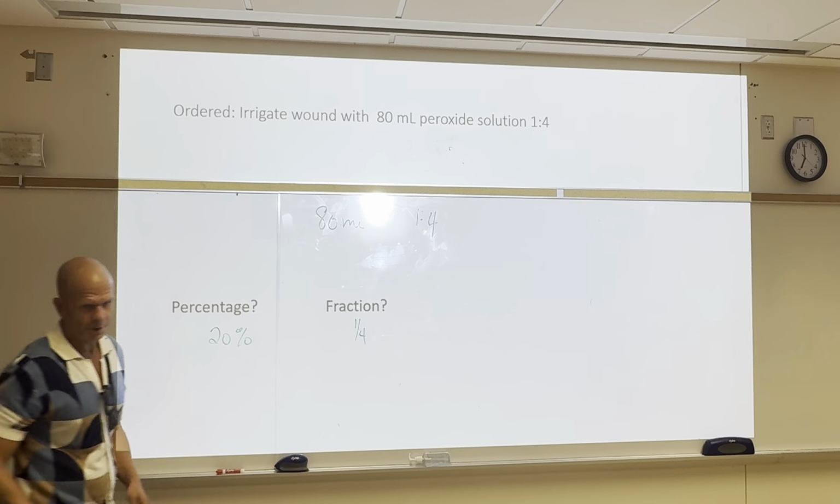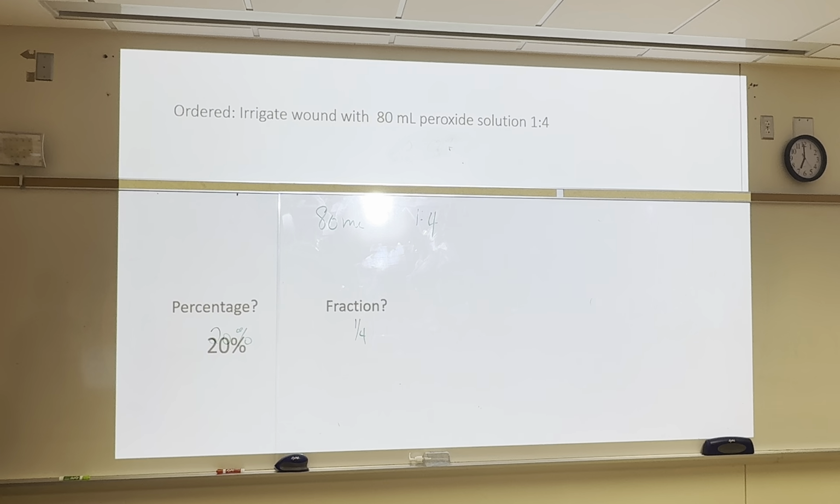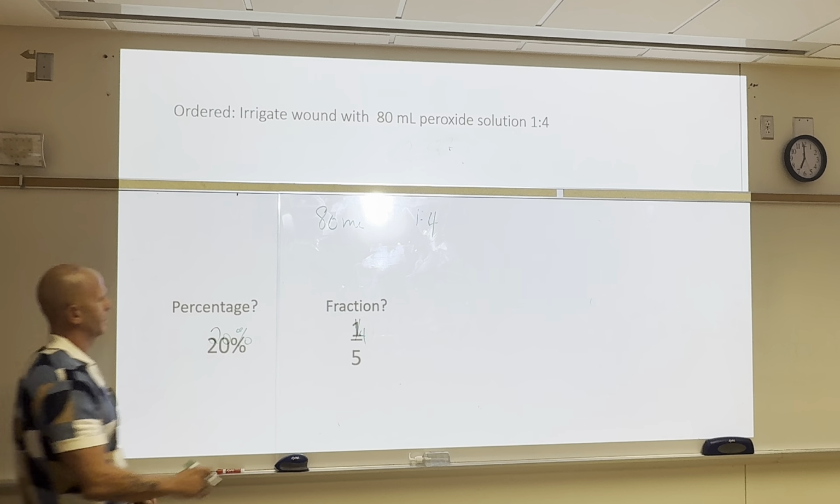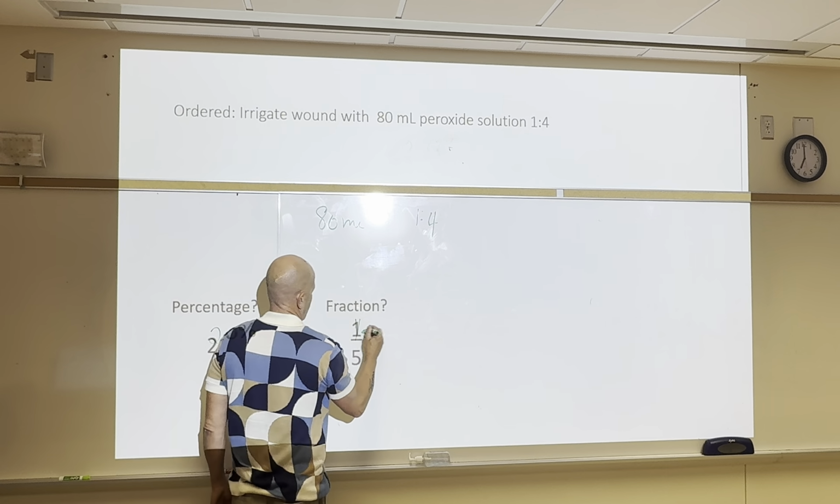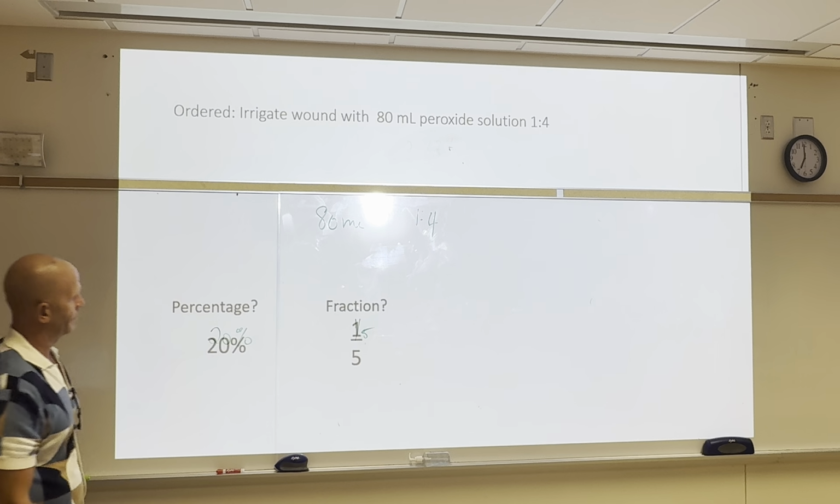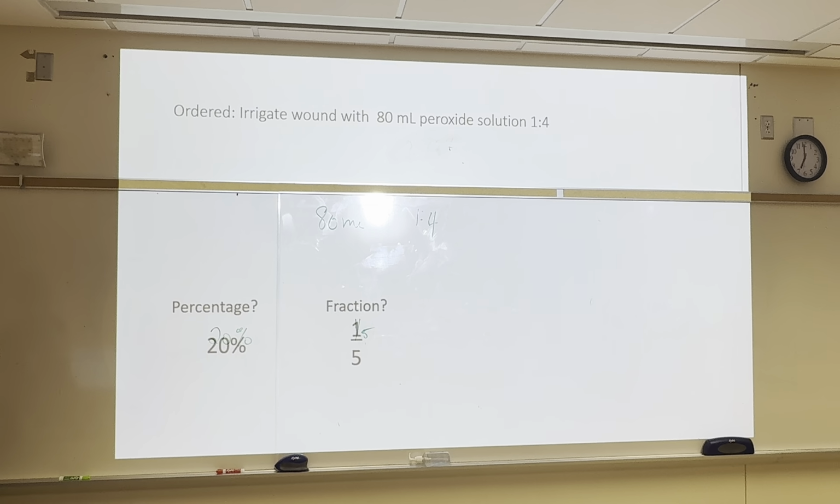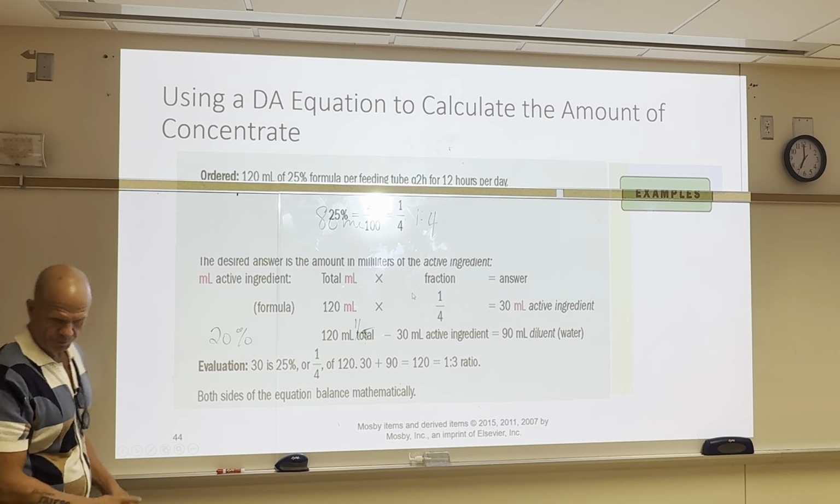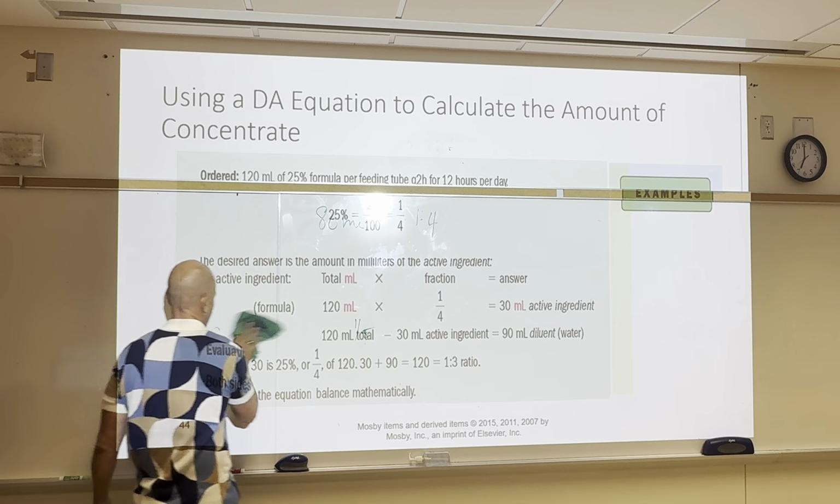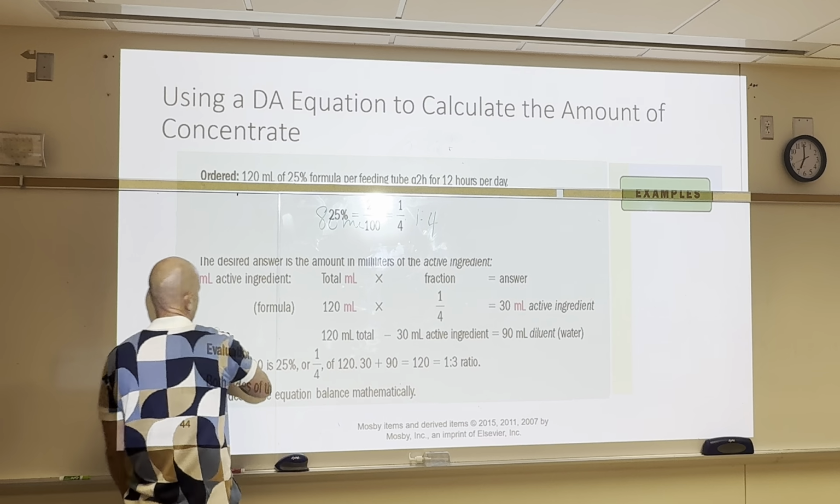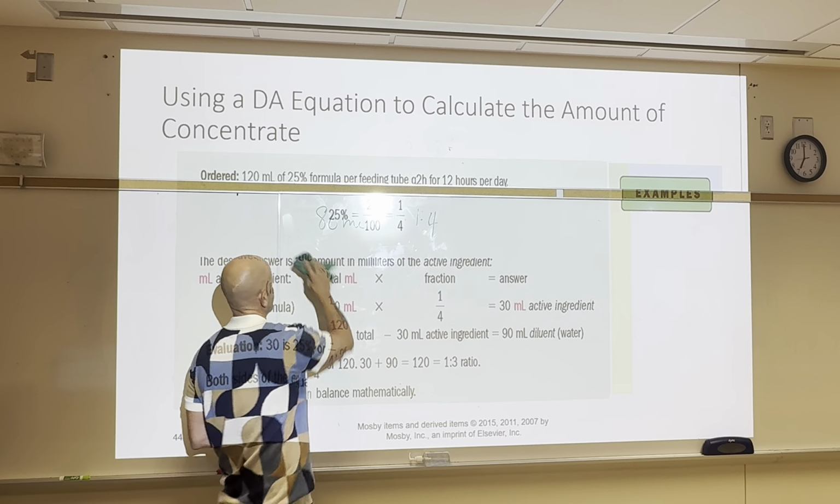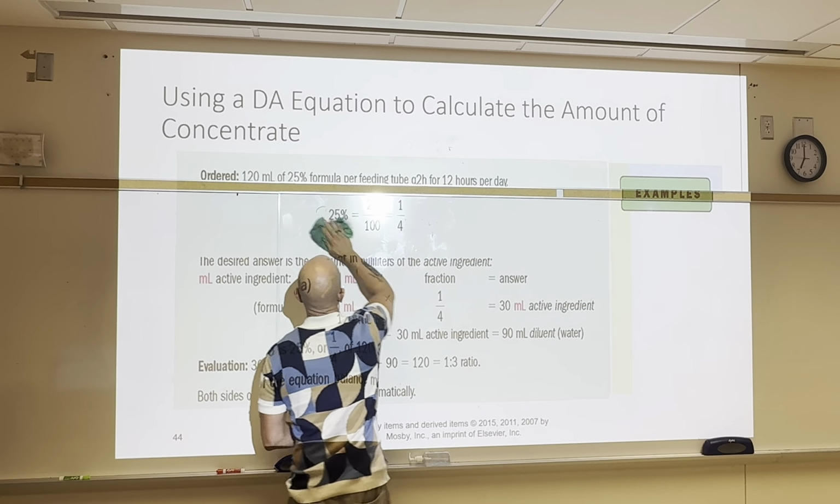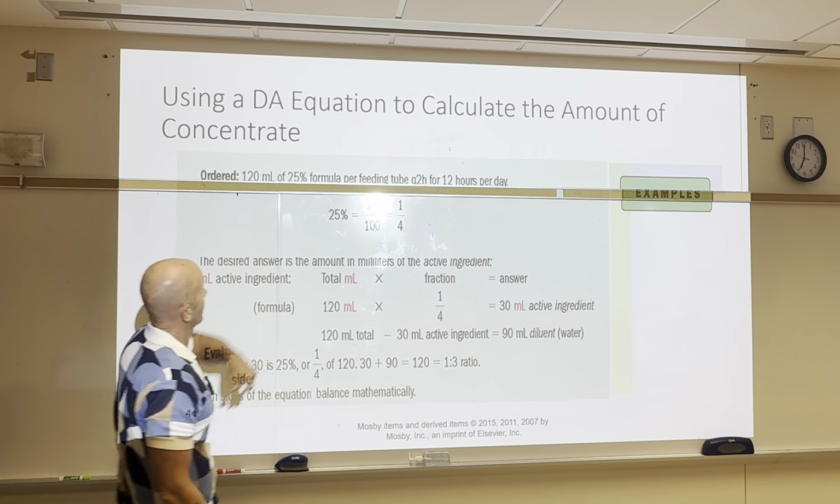Okay? I'm going to show you how you got that. I'm sorry, 1/5. 1/5. Okay? Let me show you how I got that. Here we go. So 25% over 100 is 1/4, right?